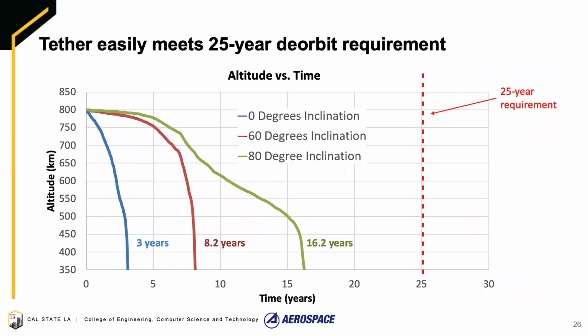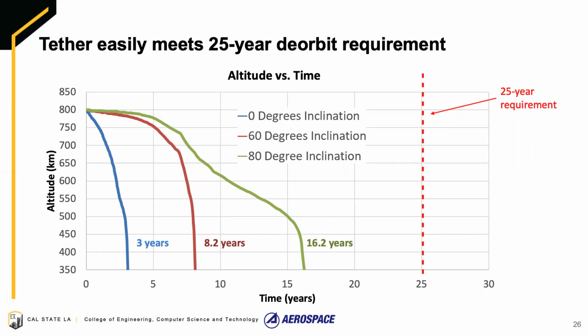This slide shows the simulation results obtained from a program that simulates orbital decay using electrodynamic tethers. Looking at the graph shows 3 lines for 3 different inclination angles, which shows the time it took to deorbit from 800 kilometers to 350 kilometers. As we can see, at 0 degrees inclination, it took only 3 years to deorbit, while at 60 degrees, 8.2 years, and at 80 degrees, 16.2 years.